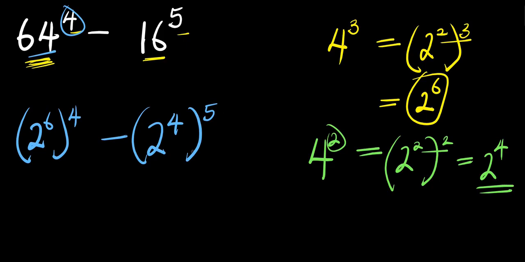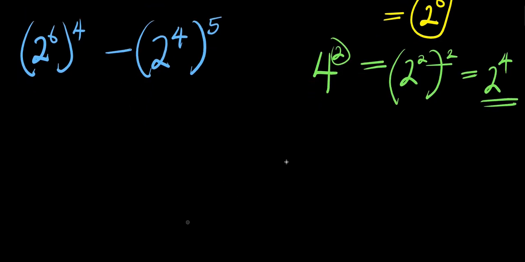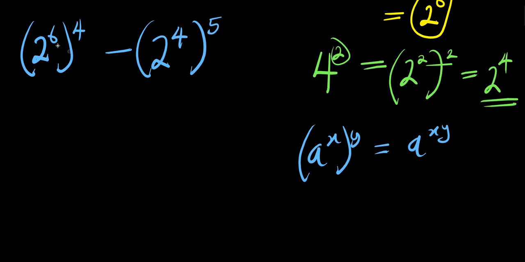Now, what we are going to do will be to apply this identity. If you have a power x raised to the power of y, this equals a power x times y. So we are going to multiply this and also multiply this. That means we are going to have 2 to the power of 6 times 4. That is 24. Minus 2 to the power of 4 times 5. That is 20.